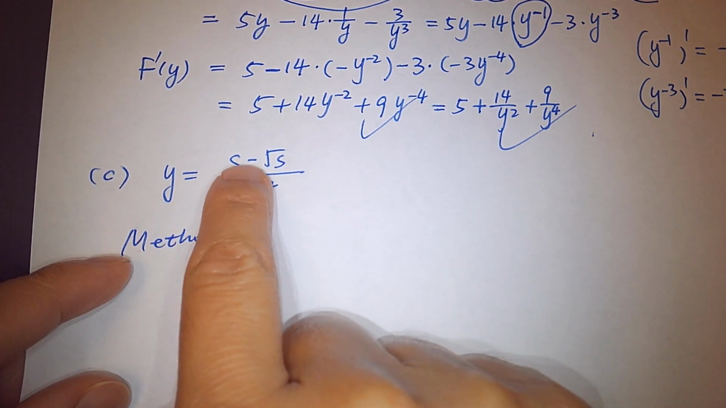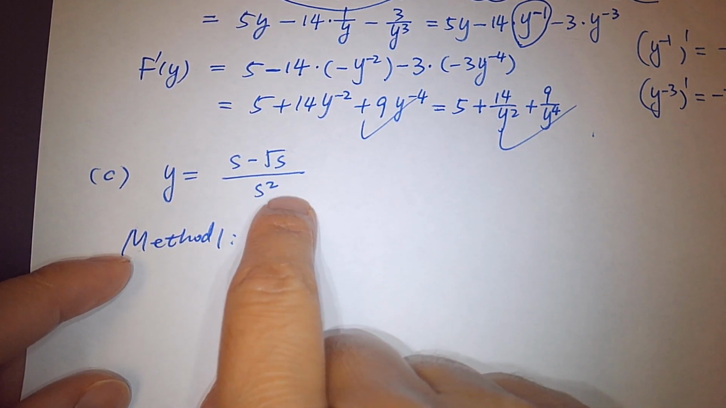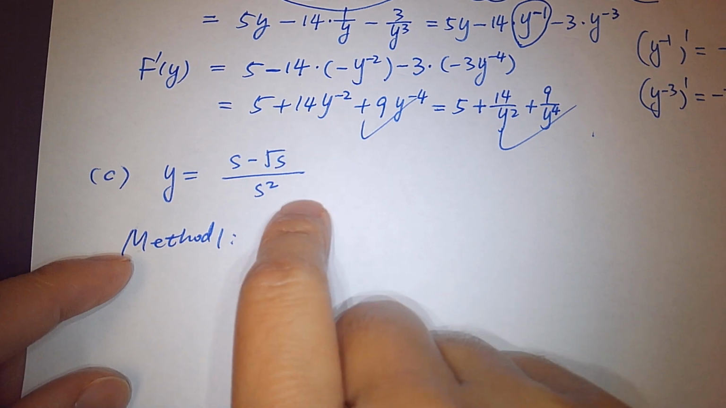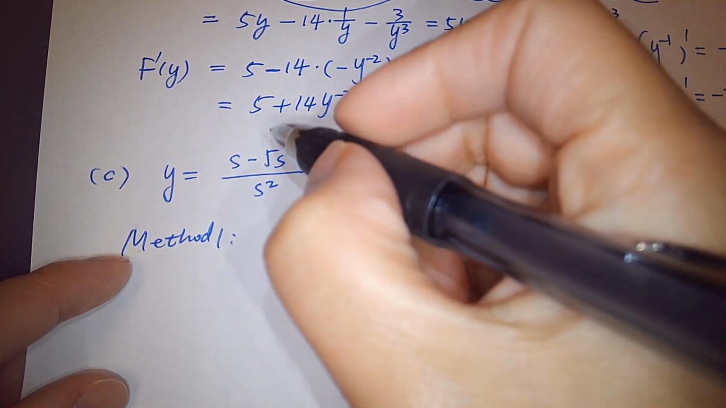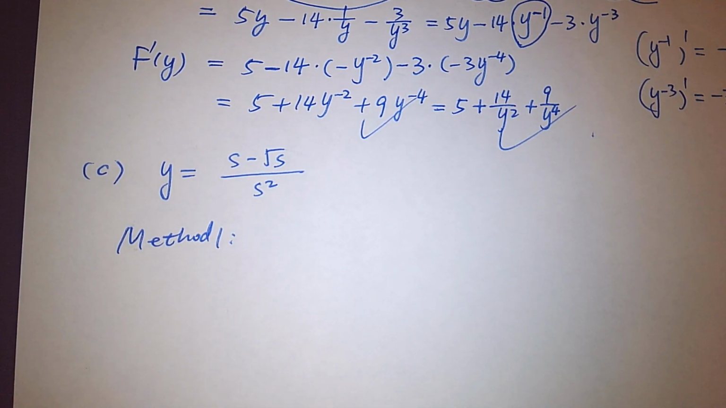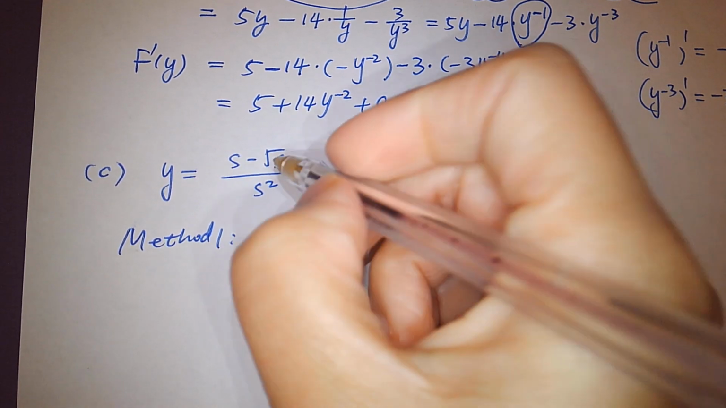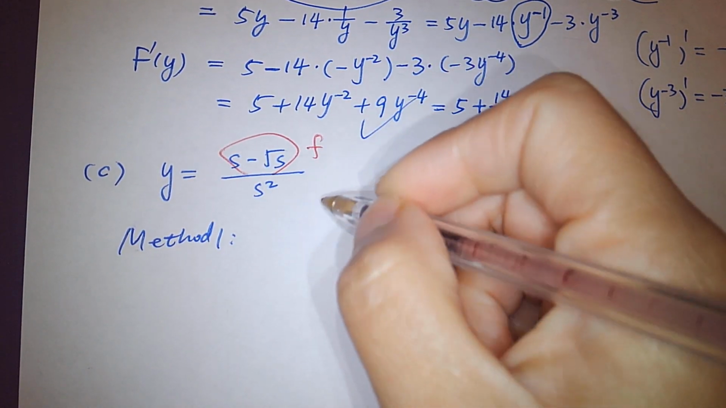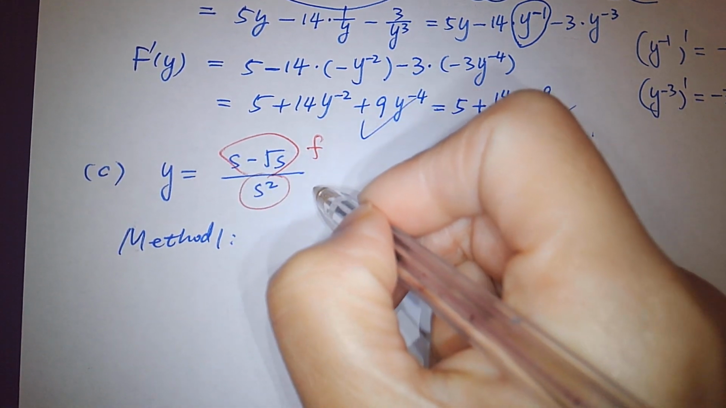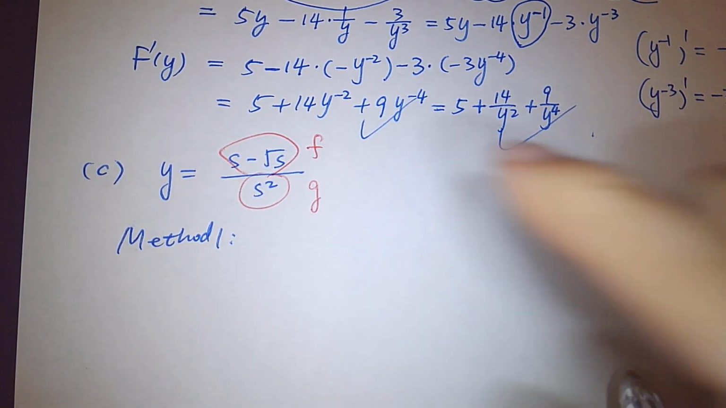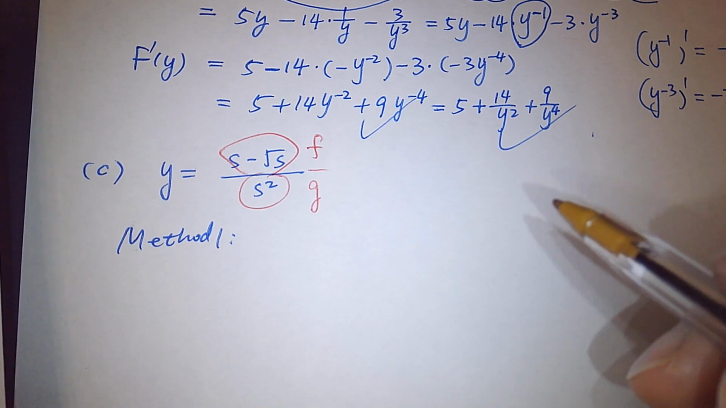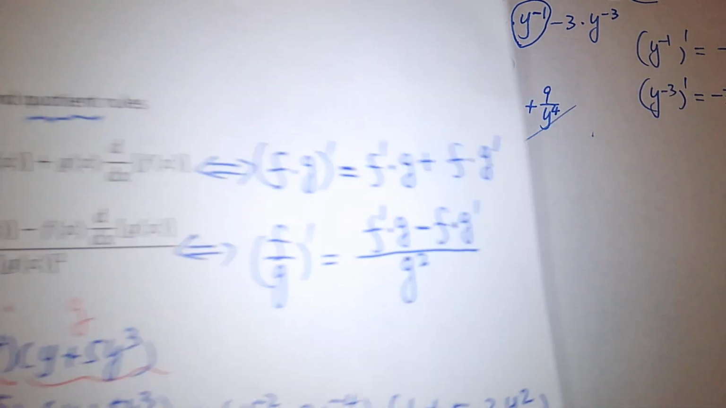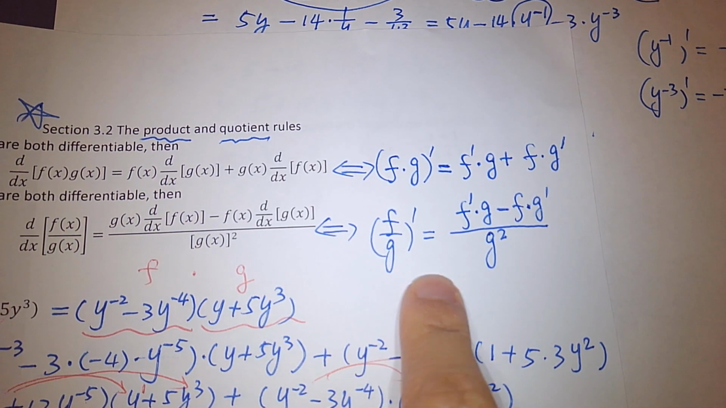So y equals s minus square root of s over s squared. This is in the form of a quotient, right? We have a numerator. What is the numerator? s minus square root of s. Consider this is f. s squared, consider this is g, right? So this is f over g. So the quotient rule is telling us this, right?